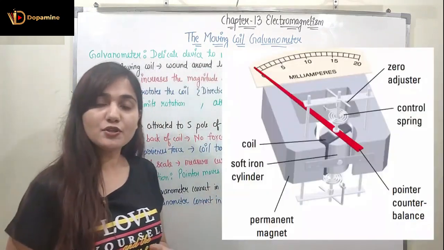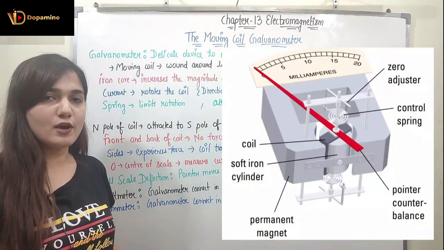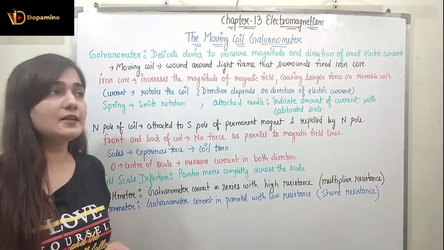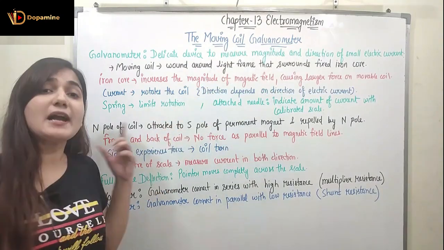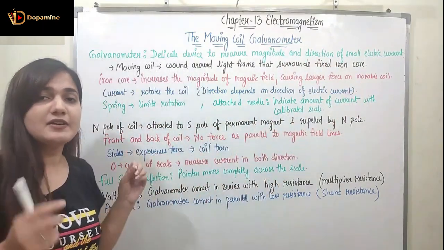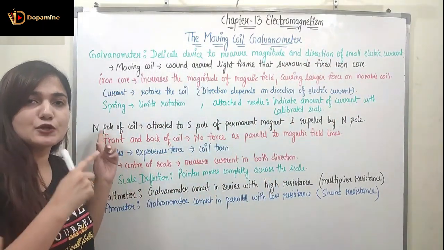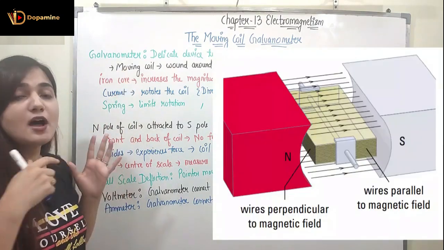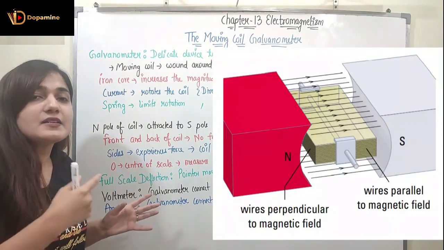Today in this video we are going to have a discussion over the moving coil galvanometer. So what is a galvanometer? A galvanometer is a delicate device which is going to measure the magnitude as well as the direction of small electric current. Even if I have a very small electric current, it is going to measure the magnitude as well as the direction of it.